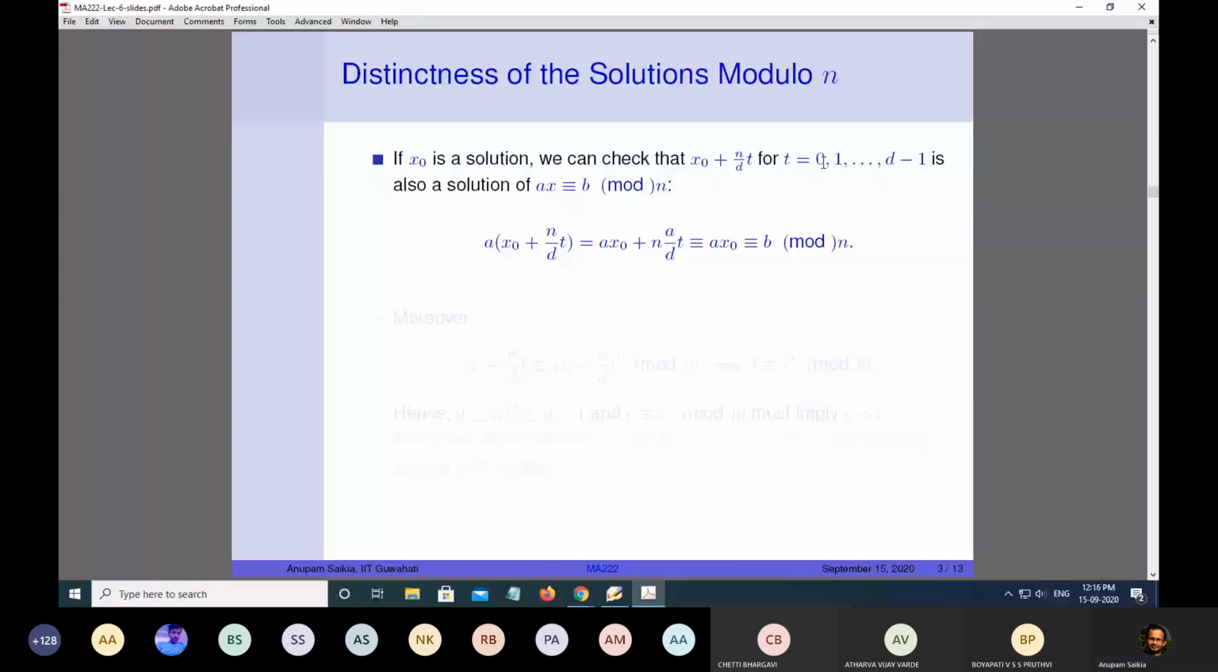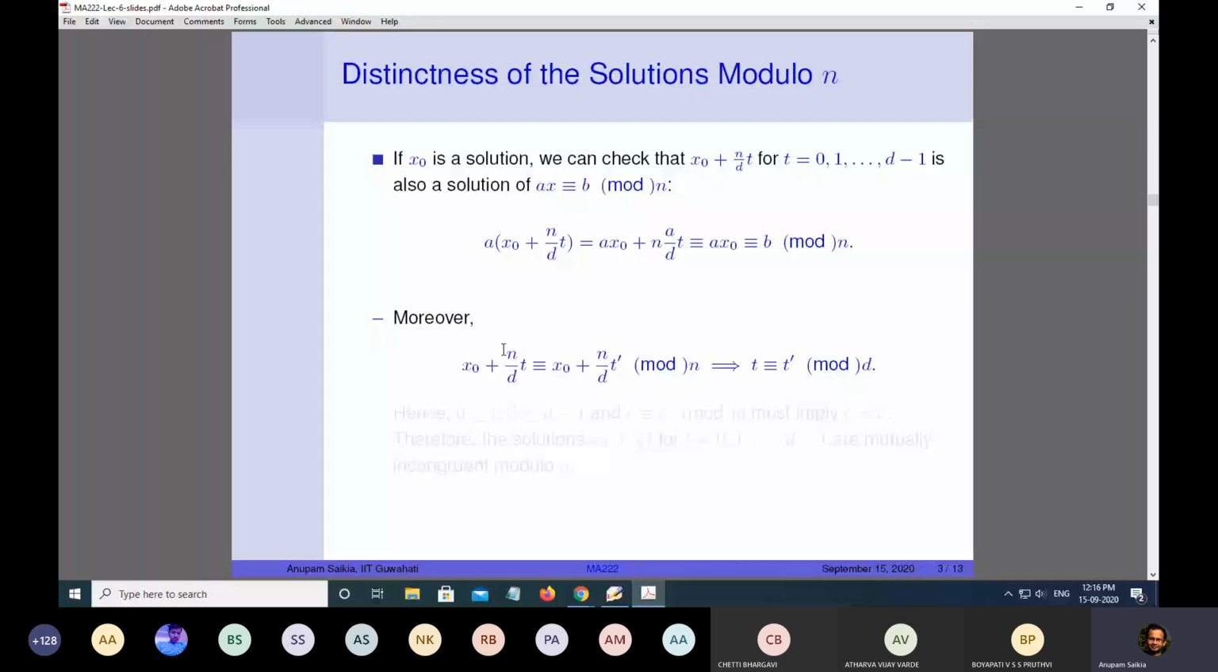These many are sufficient. So to show that these many are sufficient, we need to show that suppose I have any other solution. Okay, so there are two things to be shown. First thing is that they are all distinct. It should not happen that X naught plus n by d times t is also congruent modulo n to X naught plus n by d times some t dash. That should not happen, because if they are the same mod n, we are not getting distinct solutions.